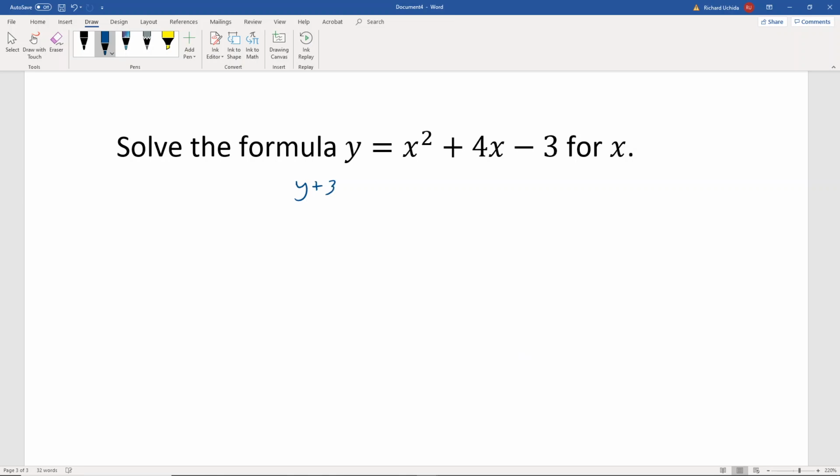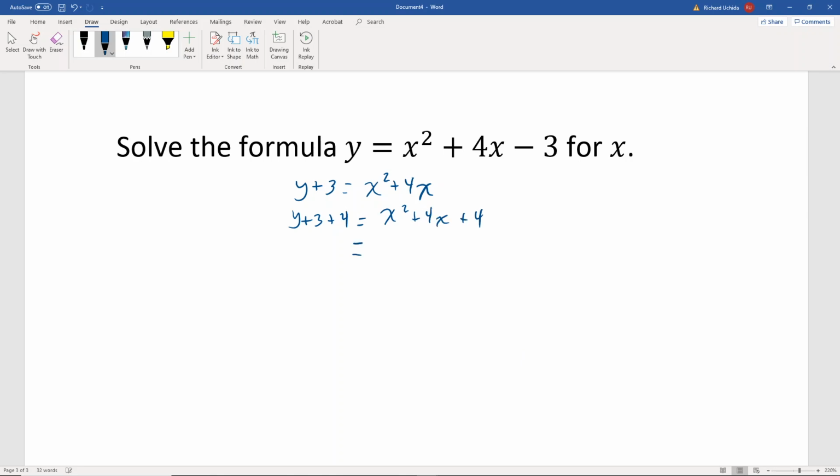So we'll have y plus 3 equals x squared plus 4x. Now we use the method of completing the square. So we want what's on the right hand side to be a perfect square trinomial. So we take the number in front of the x, because there is no number in front of our x squared. So we take that number in front of the x, which is 4, divide that by 2, which would be 2, square that, which is 4, and add that to both sides of the equation. So we're going to add 4 to both sides of the equation.